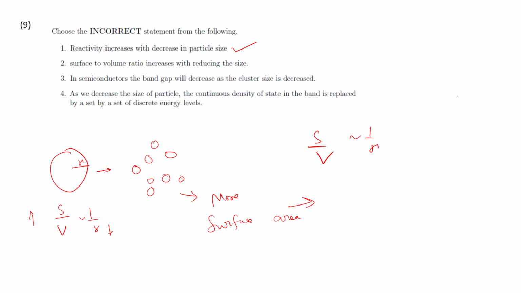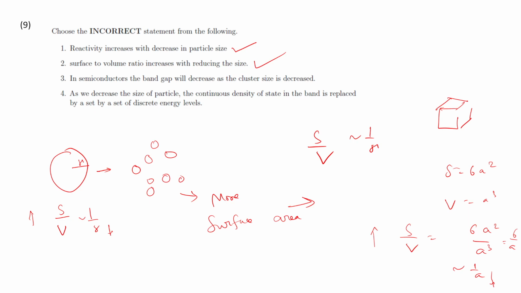Now the surface to volume ratio increases with reducing the size. So we saw that S by V goes as 1 by R, where R is the typical size. Or you can think of a cube as well. For a cube, the area is 6a square, and the volume is a cube. So S by V goes as 6a square over a cube, which is nothing but 6 by a, which goes as 1 over a. So if you reduce the size, the surface to volume ratio will increase. So this is a true statement.